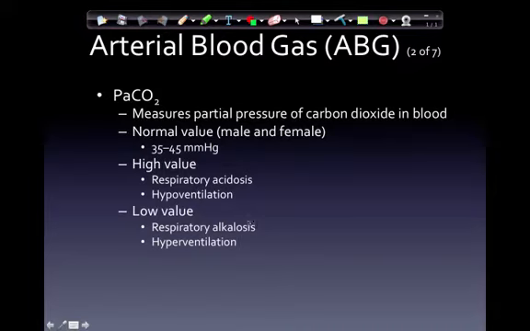The normal levels in the blood system are 35 to 45. High values would suggest respiratory acidosis and low amounts of ventilation. If you can't blow off the CO2, it will retain itself. Low values would suggest respiratory alkalosis and hyperventilation. We've blown off too much CO2.